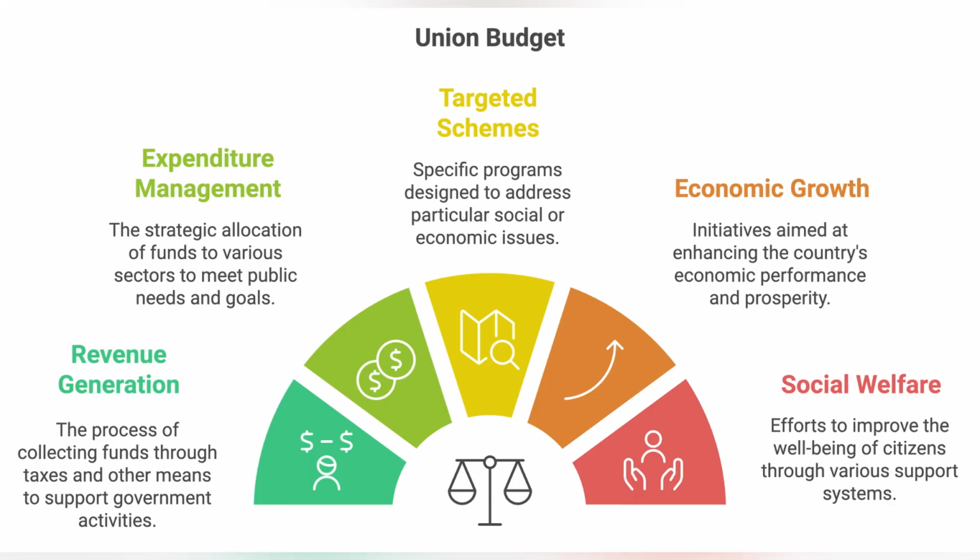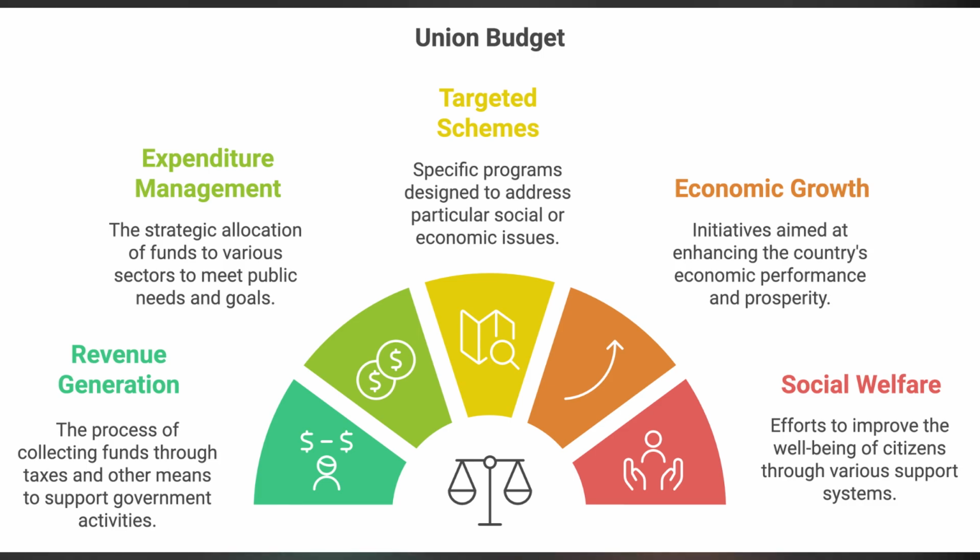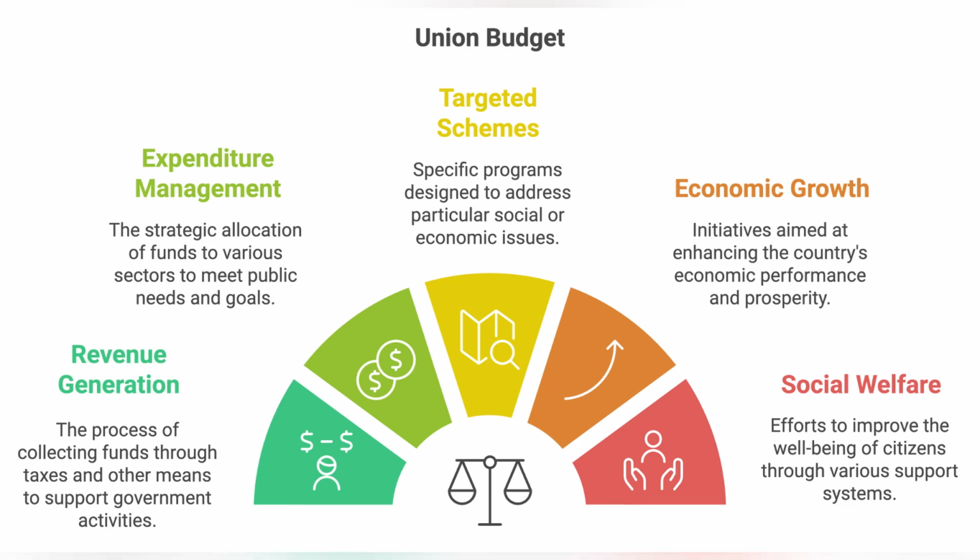In summary, the Union budget is a balancing act, where the government aims to meet current needs and future aspirations. Through a mix of revenue, expenditure and targeted schemes, it seeks to drive economic growth, promote social welfare and ensure sustainability. The budget impacts us all, and understanding it gives us insight into the country's priorities and economic health.